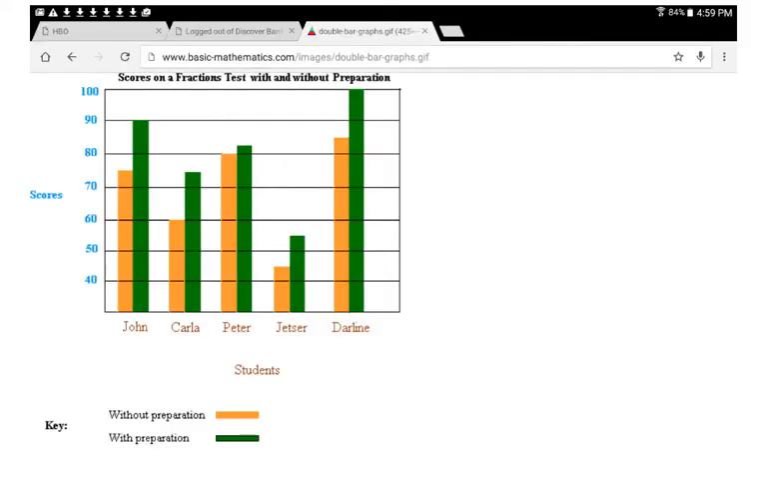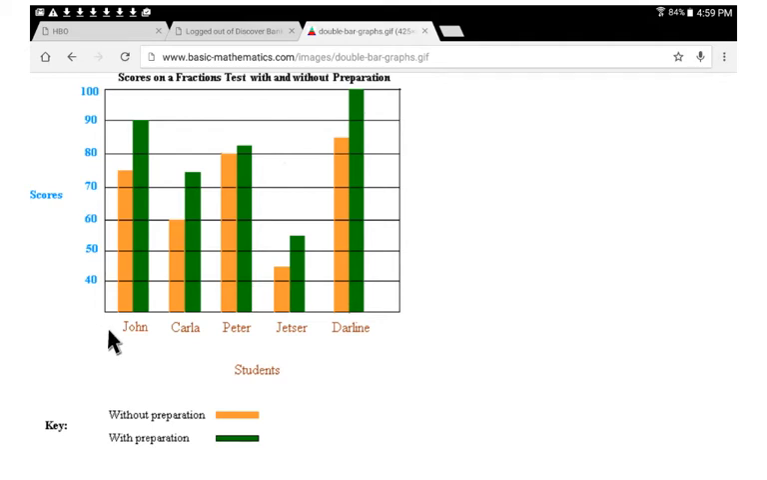It's a double bar graph. It has a title, Scores on Fractions Tests with and Without Prep. The score axis and the people, the students, labeled students, coded orange without preparation and green with preparation. And it's pretty easy to interpret the results.